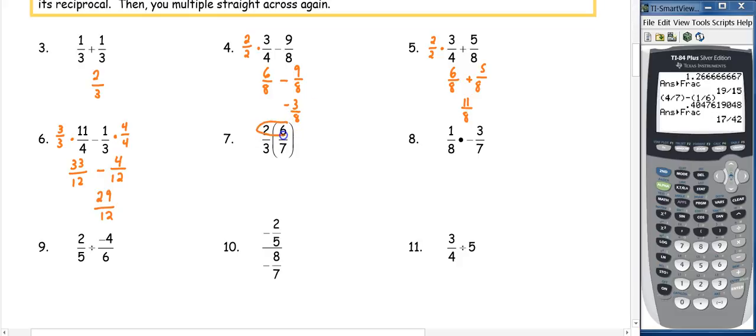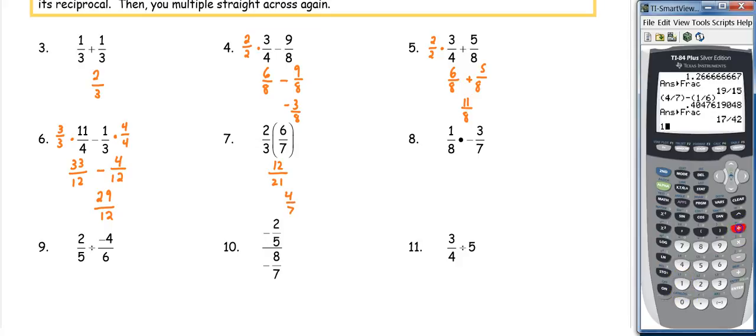Number 7, multiplying fractions. So we're going to multiply our numerators together and our denominators together and then reduce if needed. So 2 times 6 is 12. 3 times 7 is 21. I know I can take a 3 out of both of these numbers. So this reduces to 4/7. I could also do that in my calculator. 12 divided by 21. Math, enter, enter. And I see it reduces to 4/7.